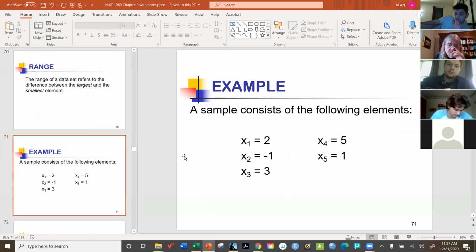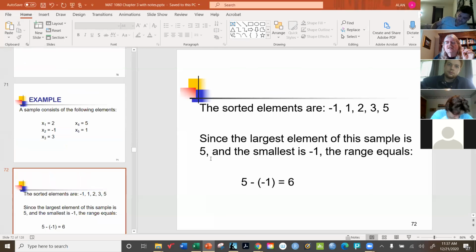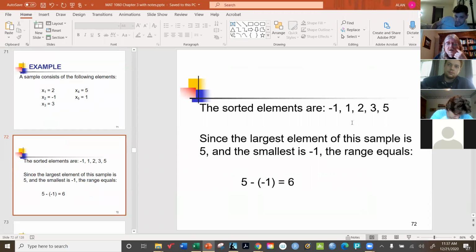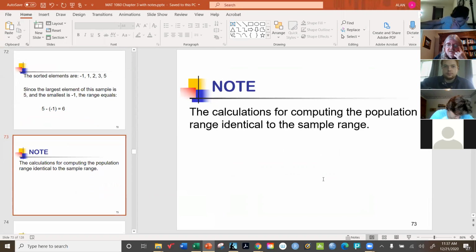So in this case, we've been using up to this point, if you look at these numbers now, like we've seen with the median and the mode, we really ideally should sort these out. It'll minimize the risk of mistakes. Let's put it that way. If we do that, we get -1, 1, 2, 3, and 5. And so you can just literally see that 5 is the largest, -1 is the smallest. And when we subtract that, we get a range of 6.